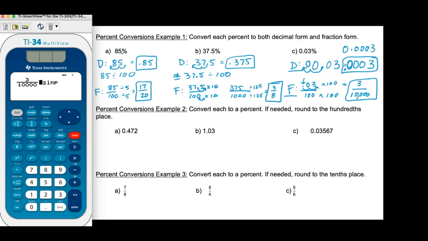But what you can do is look at the number. You can try to see if 3 goes into 10,000. That is something you can do with your calculator. So I'm just going to clear this out, and you could take 10,000.